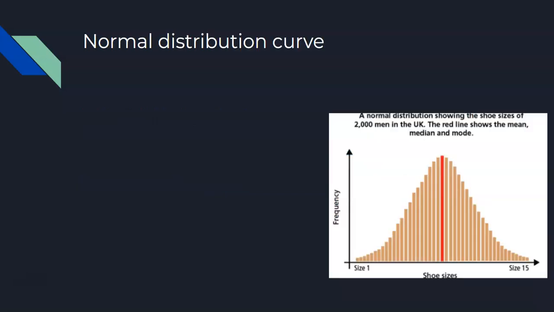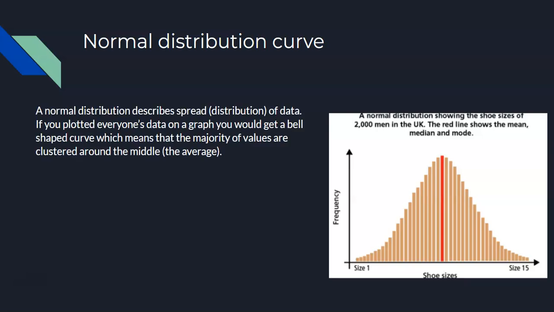And finally, we've got to know about normal distribution curves. A normal distribution curve describes the spread of data. If you plotted everyone's data on a graph and it was normally distributed, you would get this classic bell-shaped curve. That could be for shoe size or height in a year group. Most people would have a score somewhere in the middle, and a few people would have scores at the extreme ends of that scale.